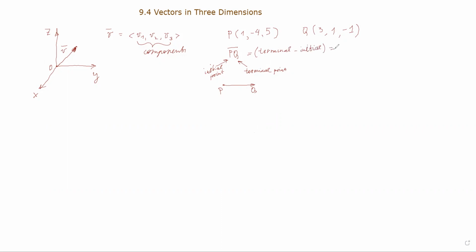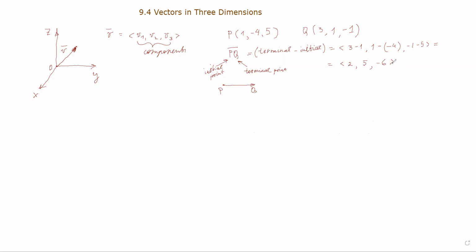In our case, what are we going to have? The terminal point is Q, so it's 3 minus 1, the x coordinate of the terminal point minus the initial, and then 1 minus -4, and then -1 minus 5. When you calculate the numbers, you have 2 here, 1 minus -4 is 5, that's 1 plus 4, and -1 minus 5 is -6. So these are the components of vector PQ.